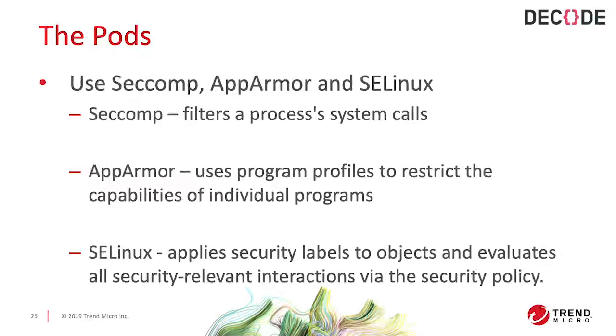The last thing that you have for the pods security settings is using the seccomp, AppArmor, or SELinux security features, which are the Linux kernel features there. The seccomp features process system calls. The AppArmor uses the program profiles to restrict the capabilities of individual programs. And the SELinux applies some security labels to objects and evaluates all security relevant interactions via the security policy. So all those can be applied directly on the security context, right?